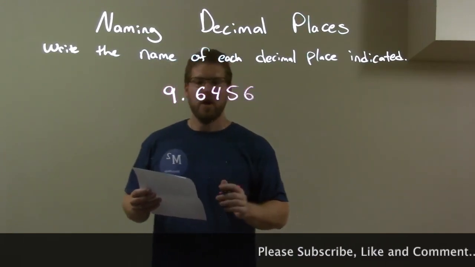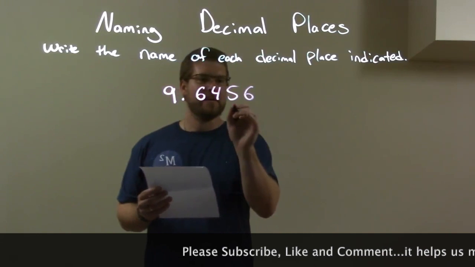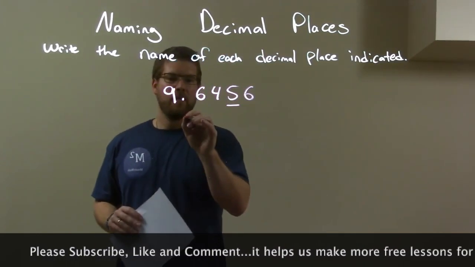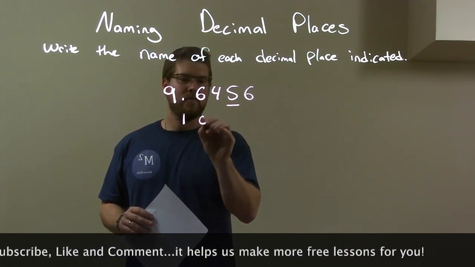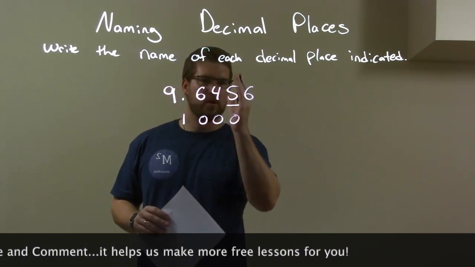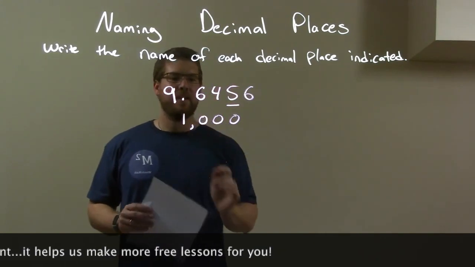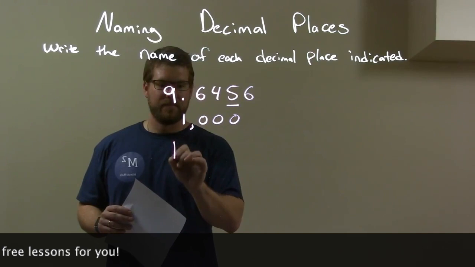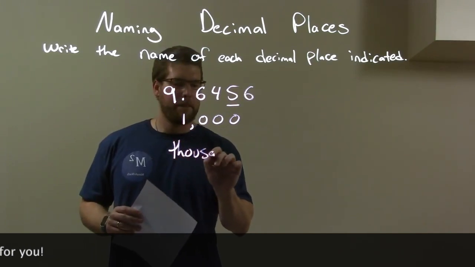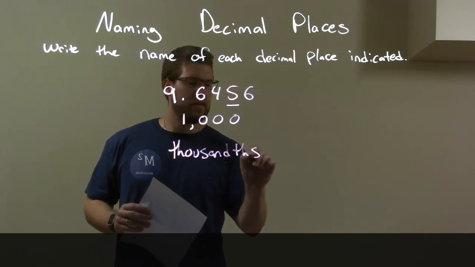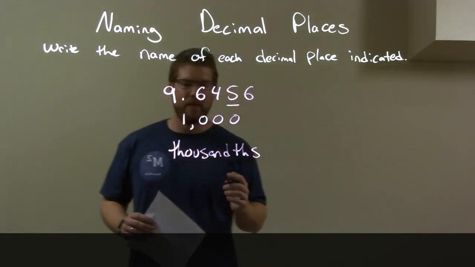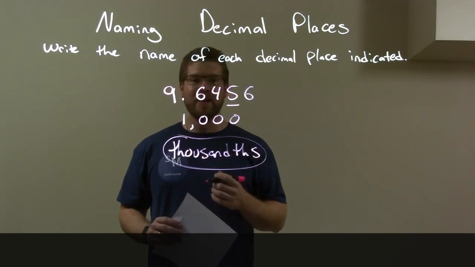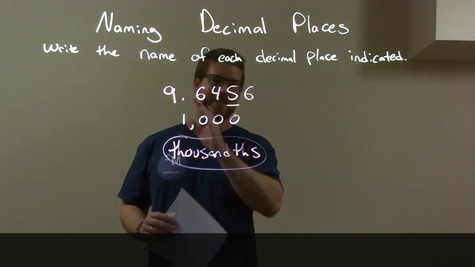9.6456. Well, the place indicated right there is right underneath the 5. So my technique is I'm going to put a 1 where the decimal place is and put zeros for every number up to and including where that bar is. So that number is 1,000. So this decimal place right here is the thousandths place. There's our answer. And the "ths" is added when it's on the decimal side.